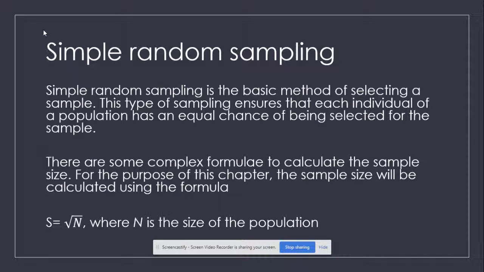Now, you don't have to use this formula. I'm going to show you what to do. So it's S. S is equal to the square root of n, where n is the size of the population. I'm going to show you what we're going to do.